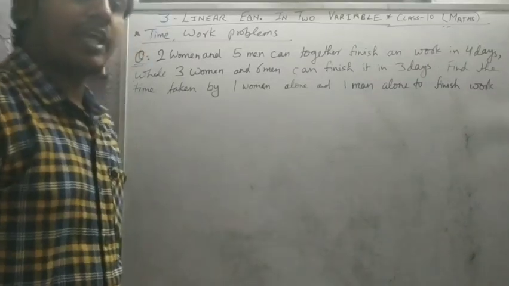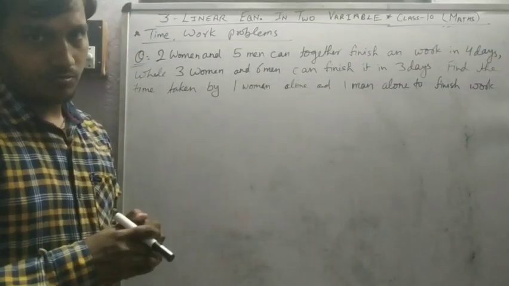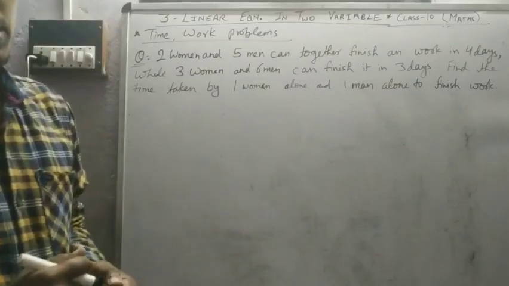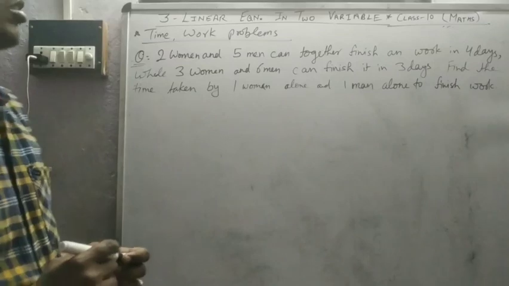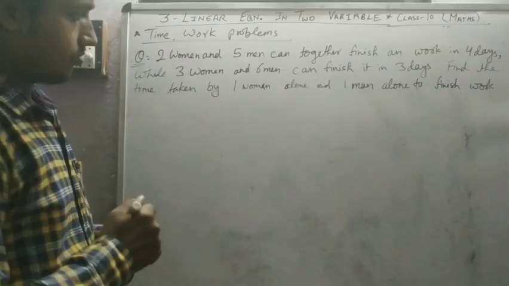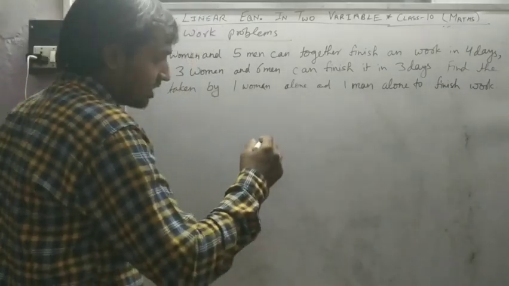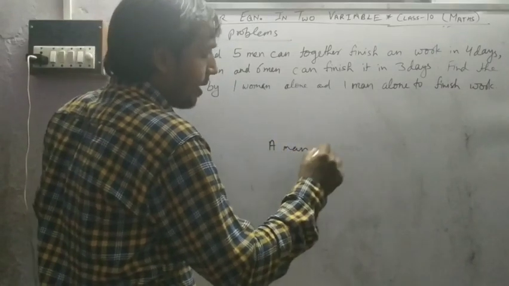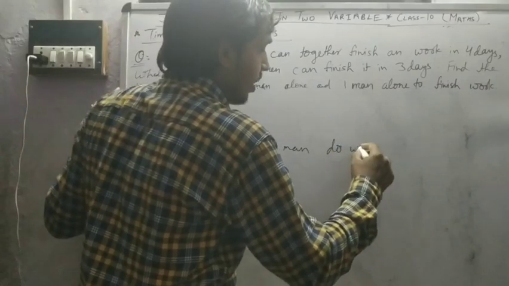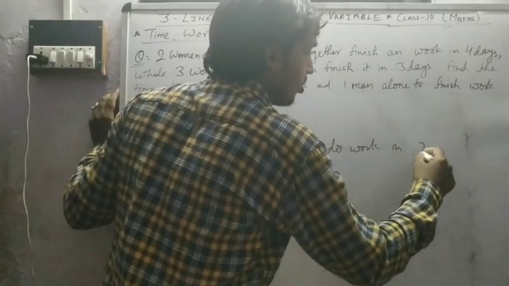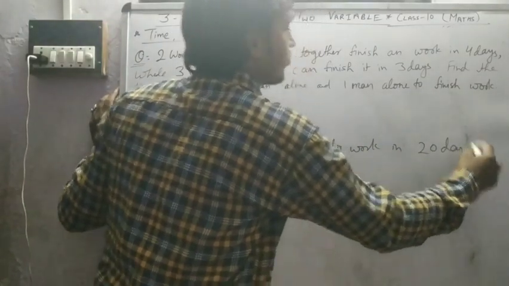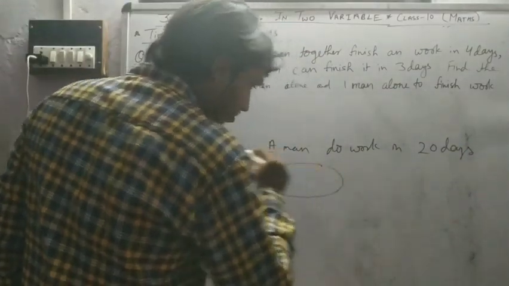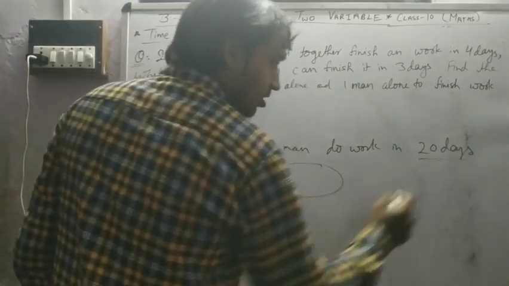So the next topic we have taken is a time and work problem for linear equations in two variables, class 12 mathematics. You know that, suppose I say a man does work in 20 days, means any work has to be completed in 20 days.